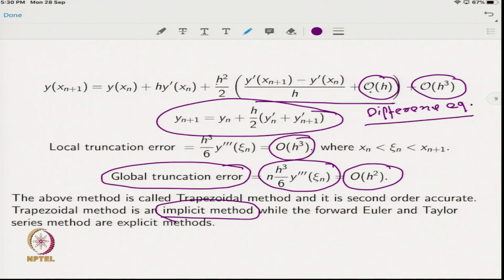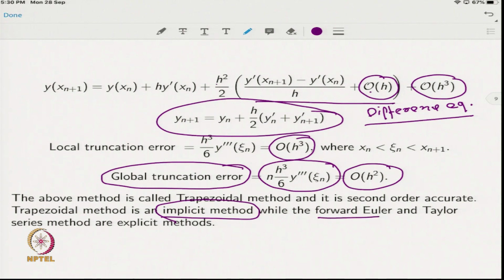So, this implicit and explicit you must have seen when you learned the meaning of an explicit function and the meaning of an implicit function. So, if you keep that distinction in your mind, I can explain to you what is the meaning of explicit and implicit method.